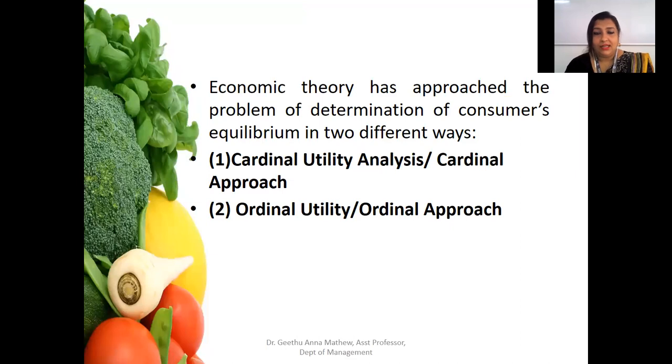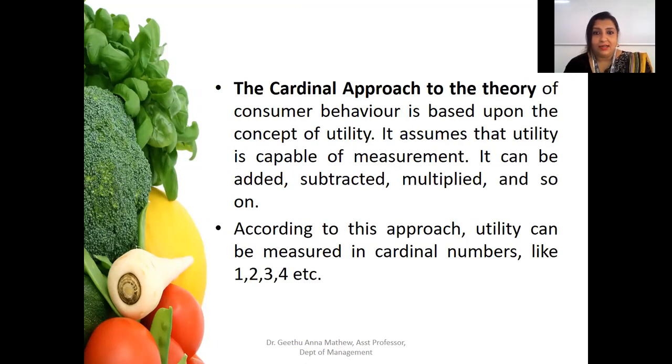Economic theory has approached the problem of determination of consumer equilibrium in two different ways. We can determine consumer equilibrium through two different analyses. One is the cardinal utility analysis or cardinal approach. The other is the ordinal utility or ordinal approach. So what is the cardinal approach or cardinal utility theory? The cardinal approach to the theory of consumer behavior is based upon the concept of utility. It assumes that utility is capable of measurement.